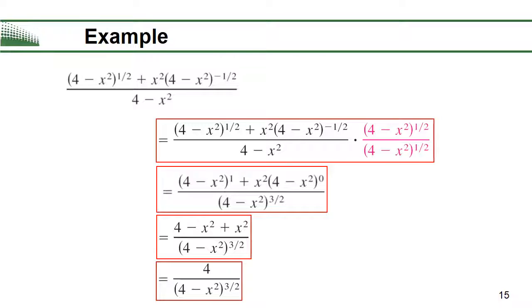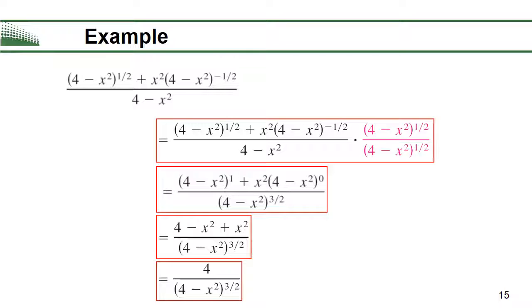Okay, it's a little intimidating, but let's not worry about that too much. Let's look at what's going on here. The first thing that we are doing is we are multiplying top and bottom by 4 minus x squared to the 1/2. Now you may wonder, why are we doing that? Okay, that's going to help us get rid of that negative 1/2 power on the top. It's kind of a mess. It's all in there mixed up with everything else. So we're going to multiply that to get rid of it.